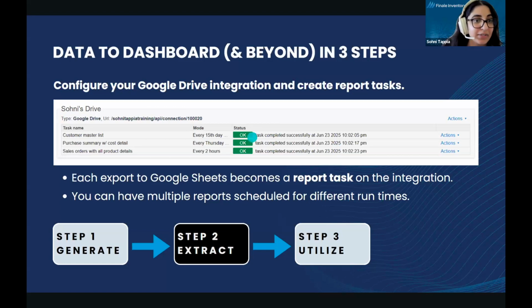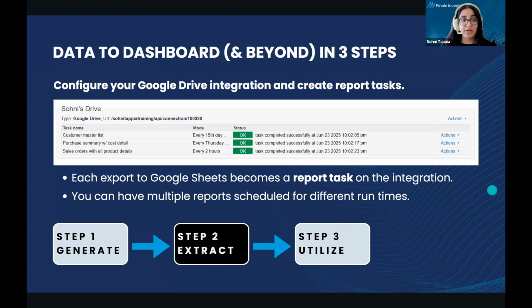For example, here you can see that on my drive, I've got a customer master list that's going out every 15th day of the month from Finale up to Google Sheets. I've got another report that's running every Thursday, and then a sales report that's running about every 2 hours. If you're wondering whether these reports being sent out are updating with new information, they absolutely are. When you schedule a report to run to Google Sheets, each subsequent run is going to contain new information and more information.